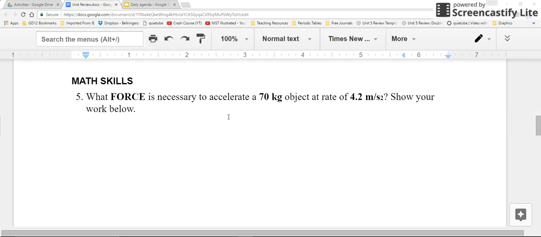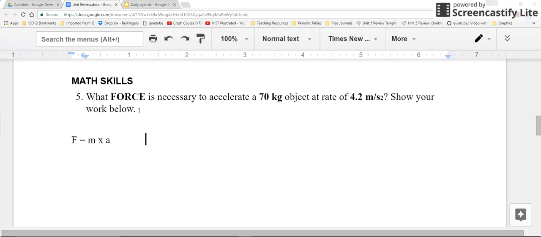All right. Question 5 is asking you to do a math problem. What force is necessary to accelerate a 70 kilogram object at a rate of 4.2 meters per second squared? Okay. So what force is needed to do this? We're going to need this math formula. So we wrote this on one of the pages in our notes. Fill that in there before you start plugging numbers in. So you should show your work while you're doing this, okay?